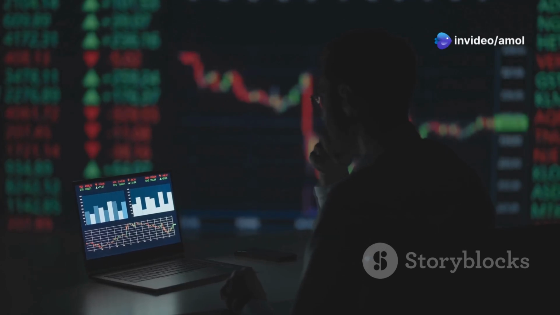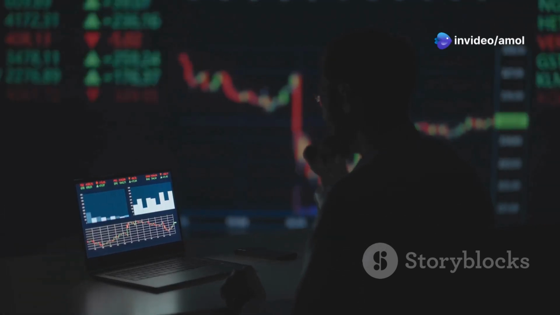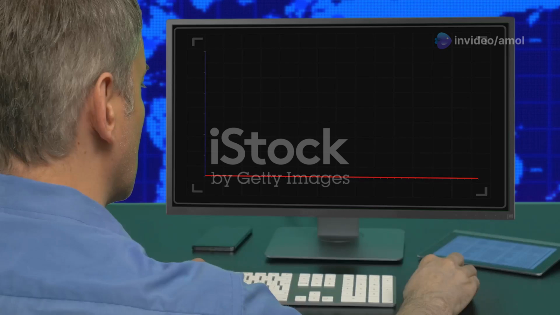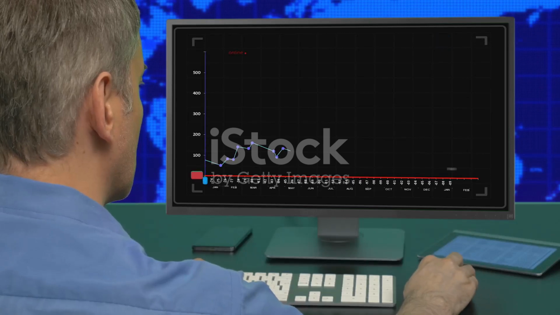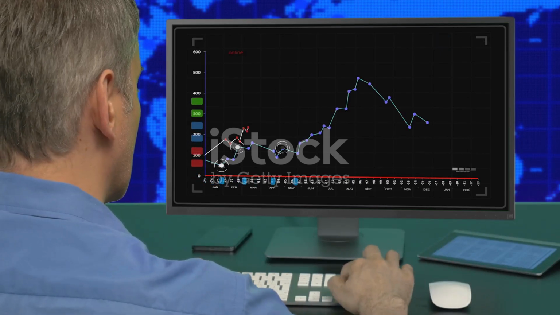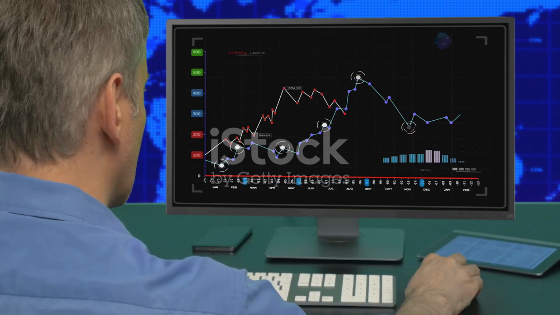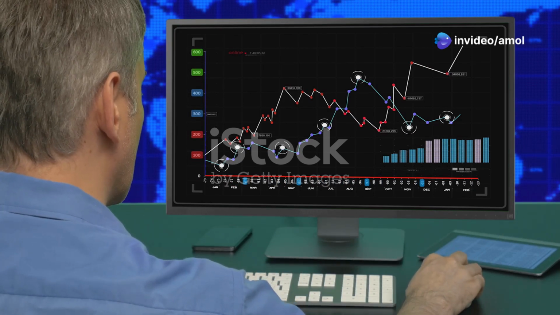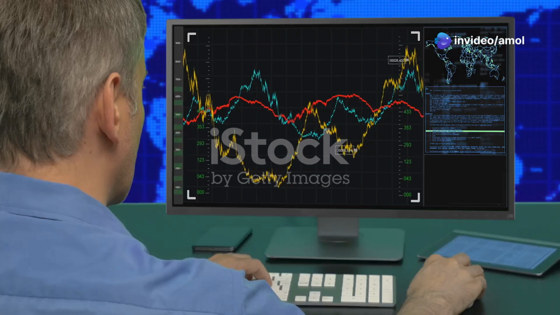Now, if you want to take your chart analysis to the next level, you can incorporate technical indicators into your toolkit. Technical indicators are like mathematical calculations based on a stock's price and volume data, and they can help you confirm trends, identify potential overbought or oversold conditions, and even generate trading signals.